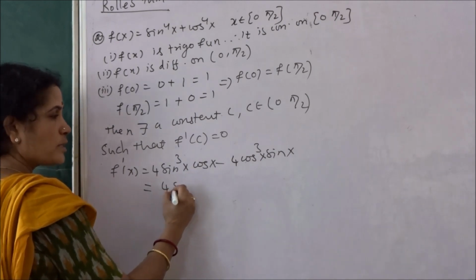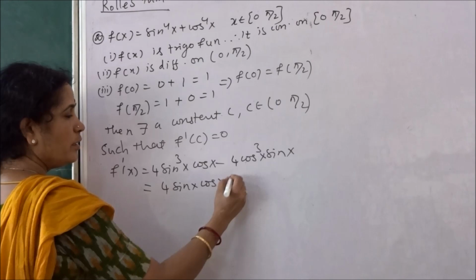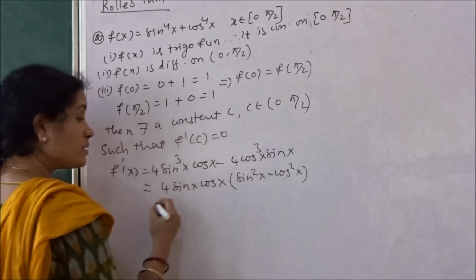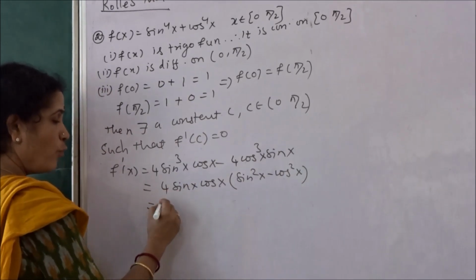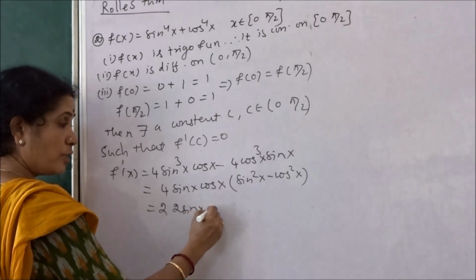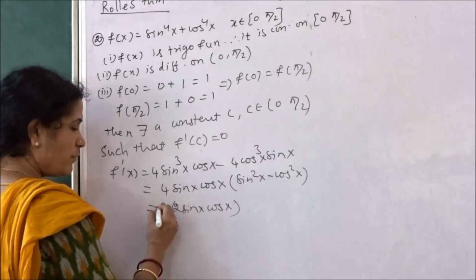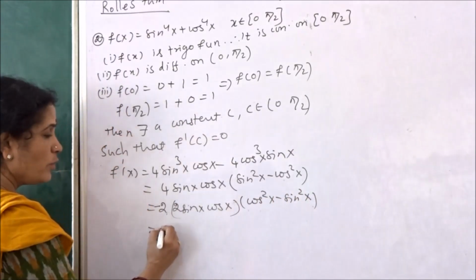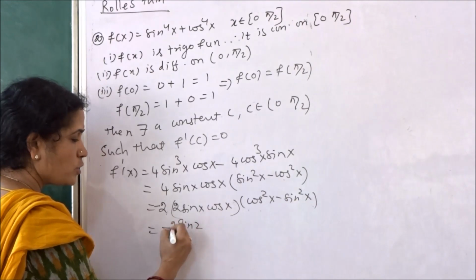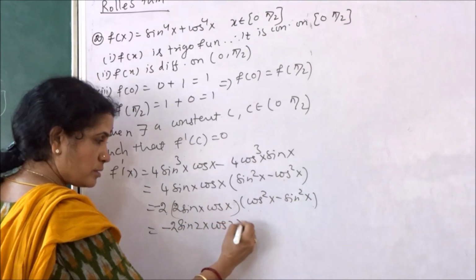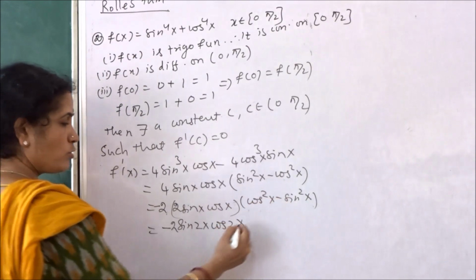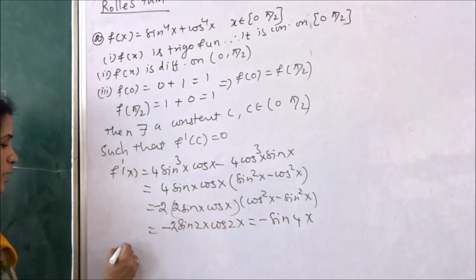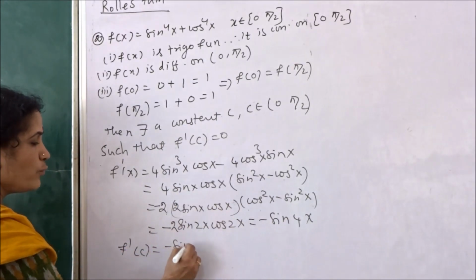Now 4 is common, sin x is common, cos x is common. Now we have sin square x minus cos square x. Take out the minus, and you will get one formula. This 4, I am writing as 2 into 2 sin x cos x, so that you can get a formula here also. If I take the minus, it becomes cos square x minus sin square x. Am I correct? Now that is equal to minus 2 into sin 2x, and cos square minus sin square becomes cos 2x. That is equal to, again we have a formula, sin 4x. We brought it into simplest form. Therefore f dash of c is equal to minus sin 4c.